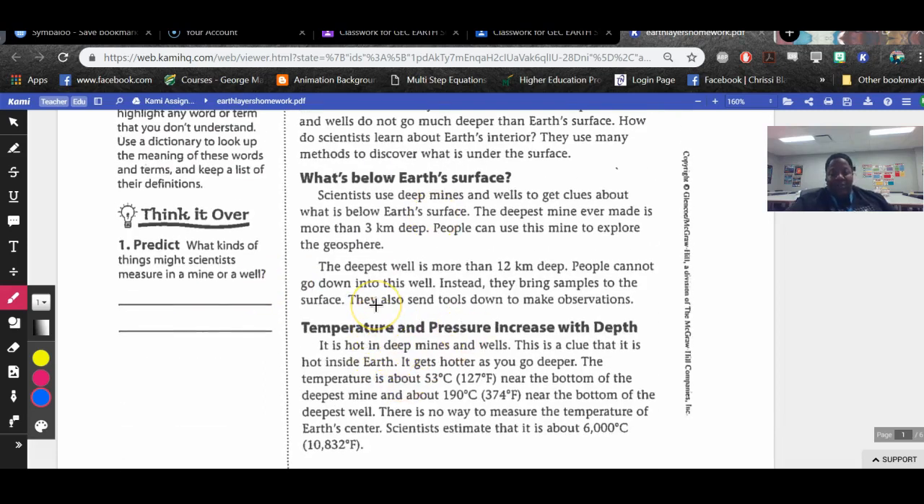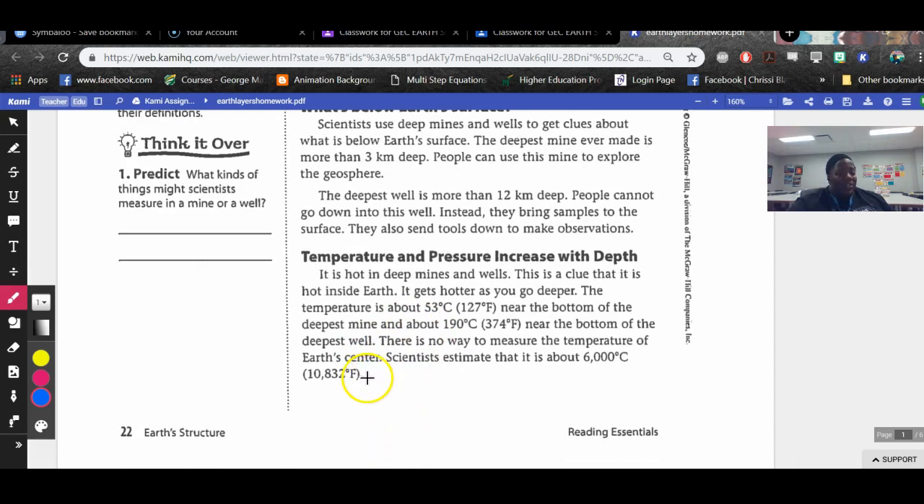Temperature and pressure increase with depth. It is hot in deep mines and wells. This is a clue that it is hot inside Earth. It gets hotter as you go deeper. The temperature is about 53 degrees Celsius or 127 degrees Fahrenheit near the bottom of the deepest mine, and about 190 degrees Celsius or 374 degrees Fahrenheit near the bottom of the deepest well. There is no way to measure the temperature of Earth's center. Scientists estimate that it's about 6,000 degrees Celsius or 10,832 degrees Fahrenheit.